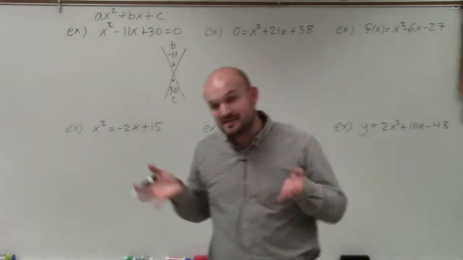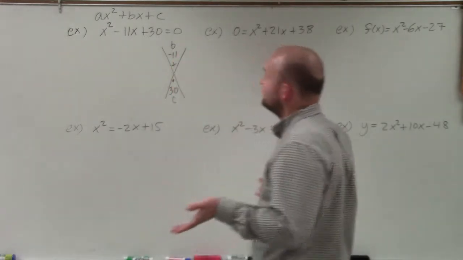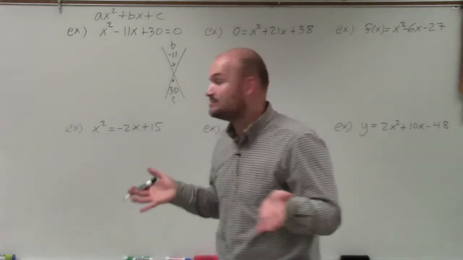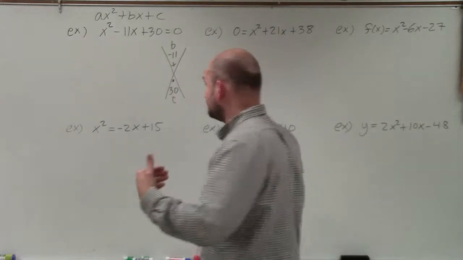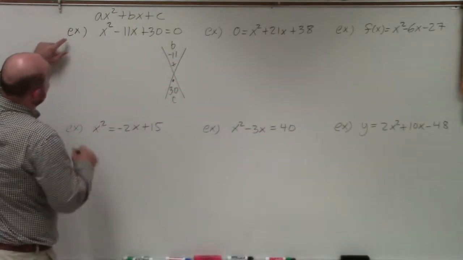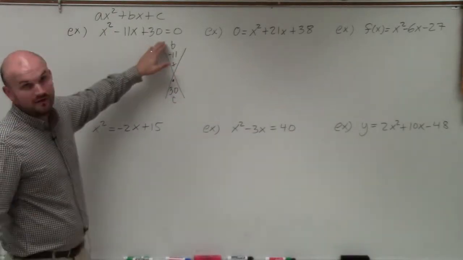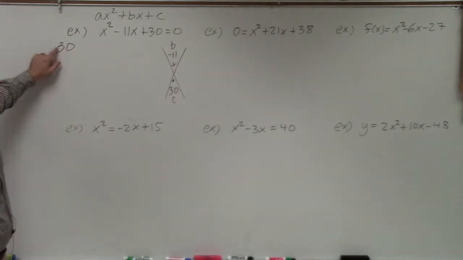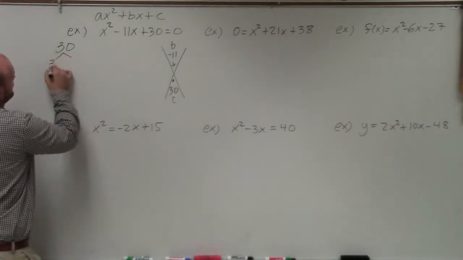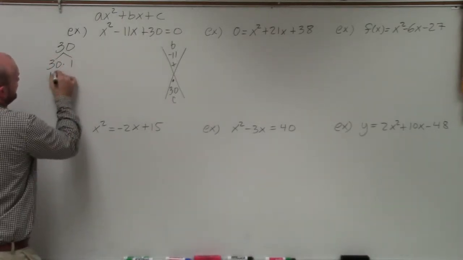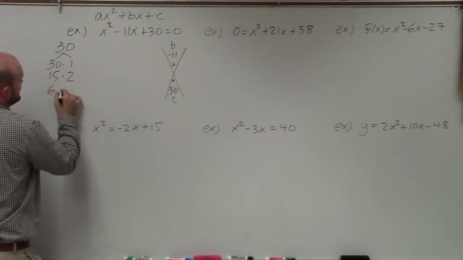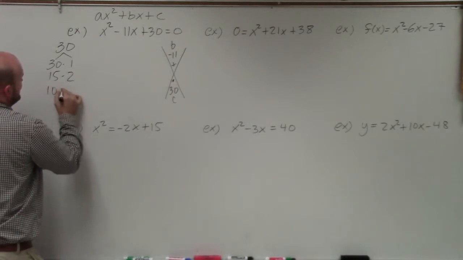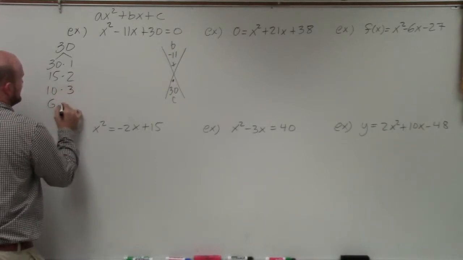So we want to find the values that multiply to give us 30. Now, some of you might be able to do this in your head, and you say, oh, OK, it's these two numbers. Some of you might be like, I have no idea what two numbers multiply to give you 30. So the best way to do this is to start listing out all the numbers that multiply to give you 30. So if I have 30, I can break that up into 30 times 1. I could do 15 times 2. I could do 6 times 5. And I could do 10 times 3.